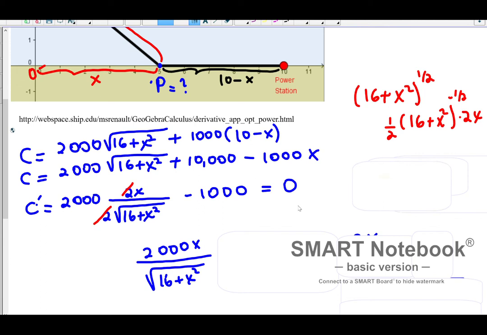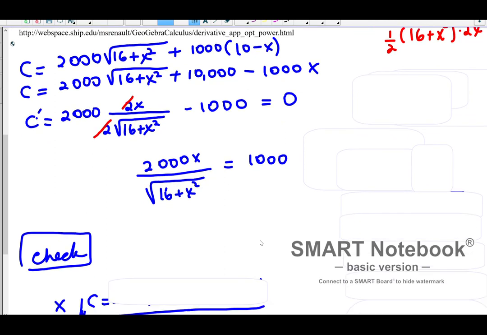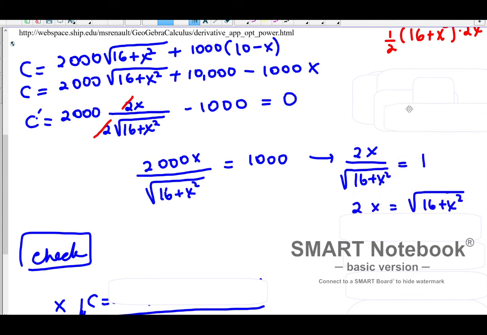And let me add 1000 to both sides of the equation, so it equals 1000. At this point, I'm going to divide both sides by 1000 to make the numbers a little bit smaller. So all we have is 2x over the square root of 16 plus x squared equals 1. Remember, I divided both sides by 1000. Numbers are smaller now. And to solve this equation, I'm going to multiply both sides by the denominator. So 2x equals the square root of 16 plus x squared.